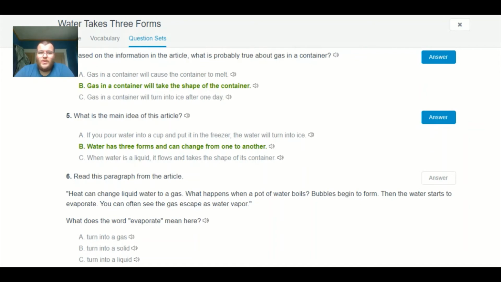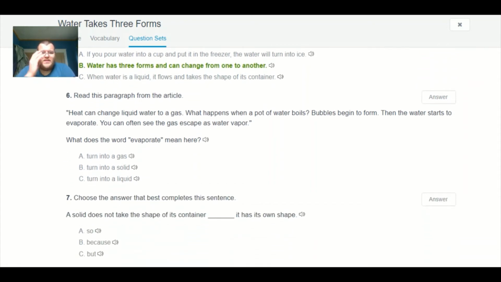Though it is true that when you pour water into a cup and put it in the freezer, it will turn to ice, and when water is a liquid, it does flow and take the shape of any container that you put it in, the main idea of this article, what the author wants you to know more than anything, is that water has 3 forms and can change from one to another.